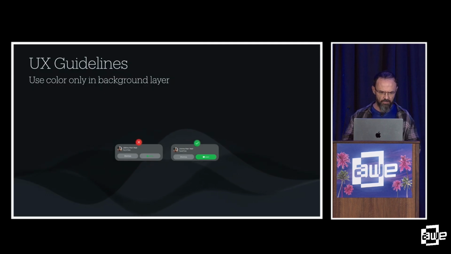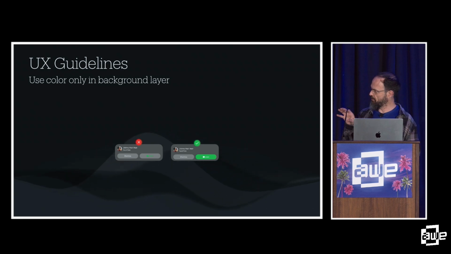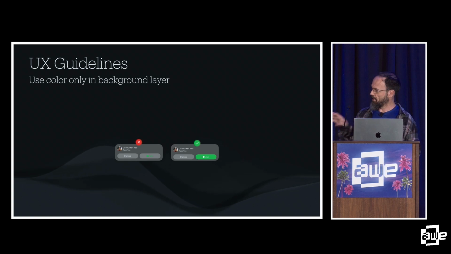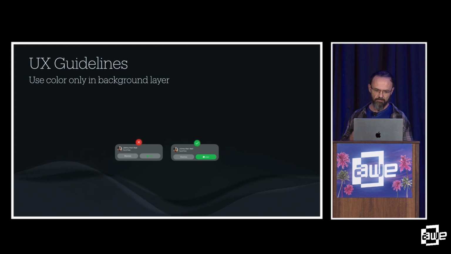Now, we should be using color only in background layers. If you must use color, do it in the background. You can see here on this screen that on the left panel, we have a button for dismissing the panel and another one for eventually joining a call, right? On the left one, we are not using the background color, on the right one we are. And it's obvious which one is much more visible.